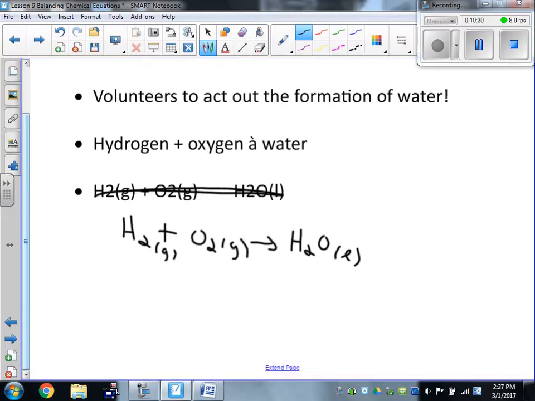So, how do we make water in this case here? How do we make water? Well, we take some hydrogen. Hydrogen comes in twos. We take some oxygens. Oxygen comes in twos. How do we make H2O? All right, so look, we'll act it out. How's that?